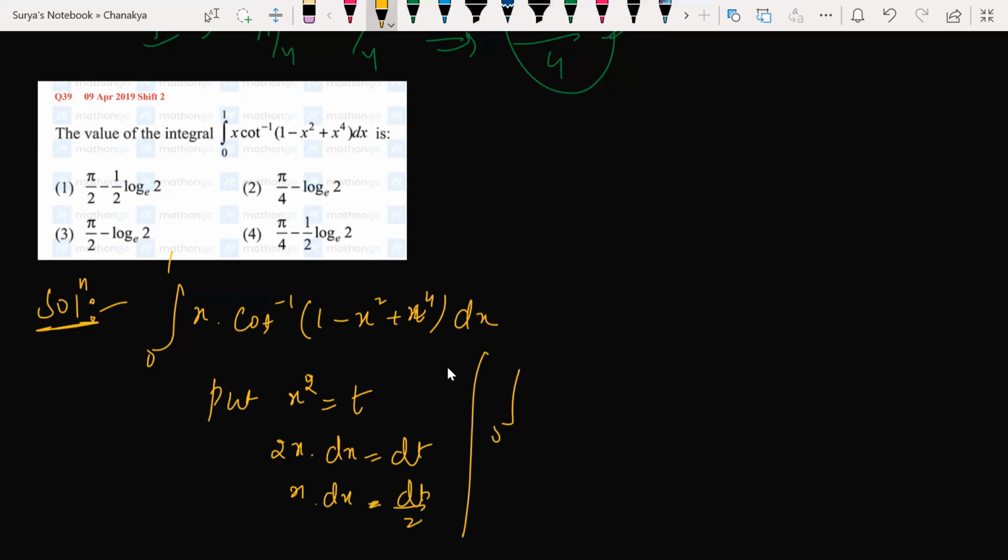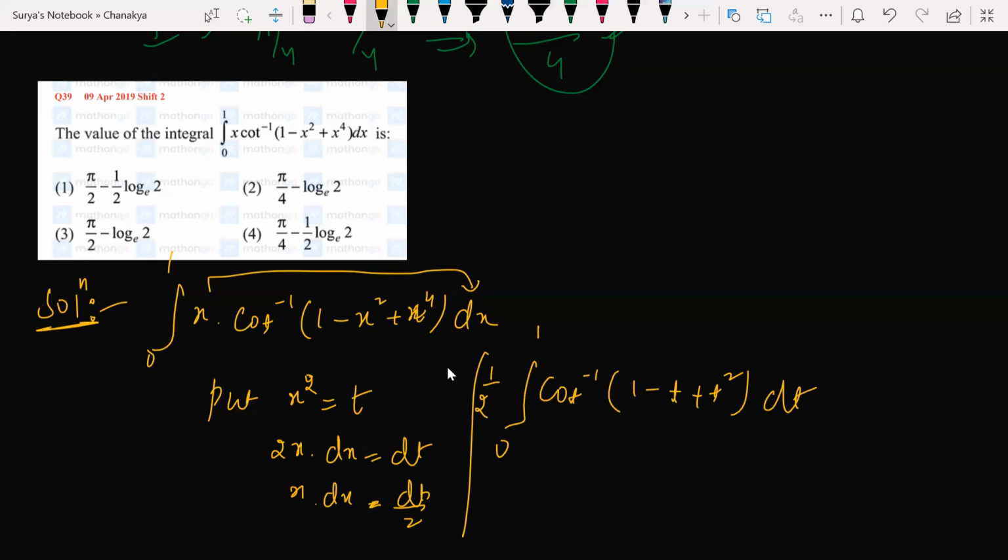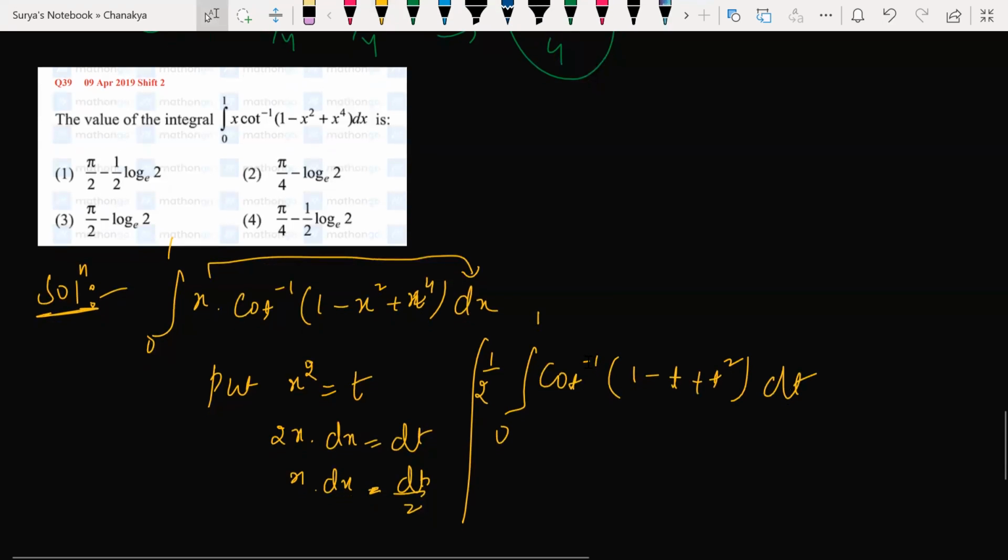Now limits will be changing. What are the limits? If x is equal to 0, what is t? The t value is also going to be 0. And if x is equal to 1, what is the t value going to be? It's going to be 1. So x into dx can be written as 1 by 2 times dt. So cot inverse of (1 minus t plus t square) into dt. Any doubts, guys? Very simple, right?